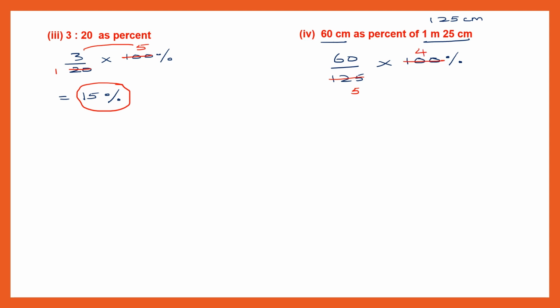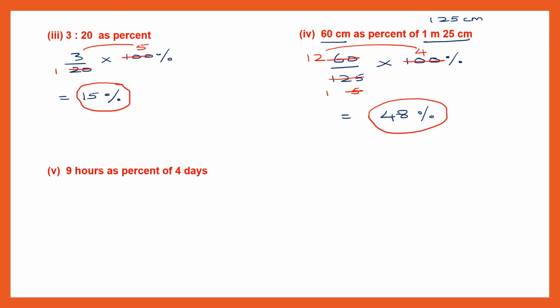Now we can cancel 60 and 5. So 5 ones are 5 and 12 fives are 60. So both I have cancelled with 5. Now multiply the numerators. So 12 into 4 is 48, and the denominator is 1. So 48 by 1 is 48, and put the percentage sign. So our final answer here is 48%.